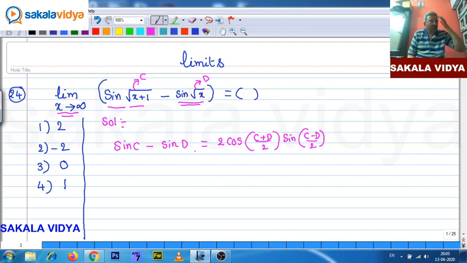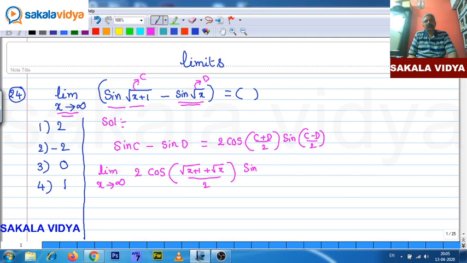Now this given limit, we can write as limit x tends to infinity, 2 cos of root of x plus 1 plus root x by 2, and next sine of c minus d, root x plus 1 minus root x upon 2. This we will get.